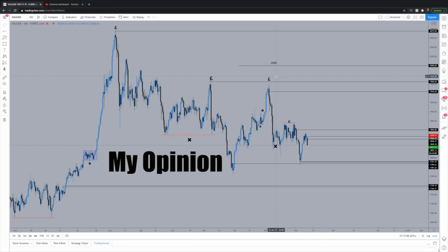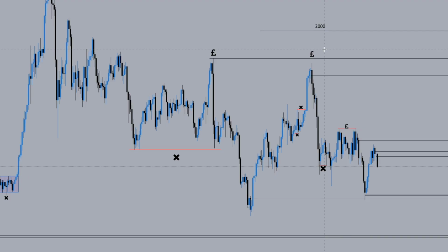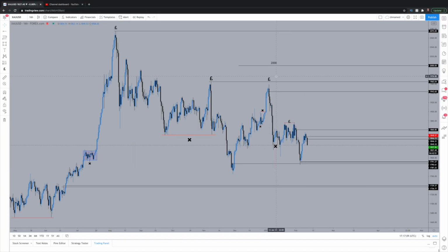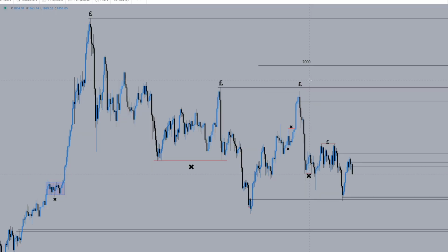So this is just my opinion. This is not set in stone. This is not solid. Obviously, you guys know that trading is risky, so you trade at your own risk. If you want to take any kind of trade, you have to take it on your own accord. You make that decision, not me. This is just my opinion. Could be chatting rubbish for all I know. This is how I'm analyzing gold. This is my opinion on gold.